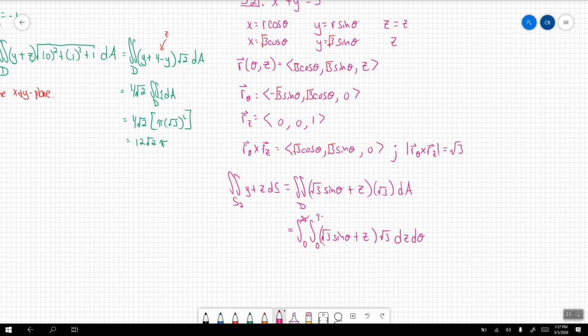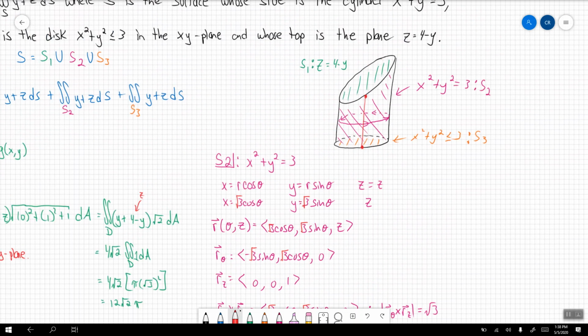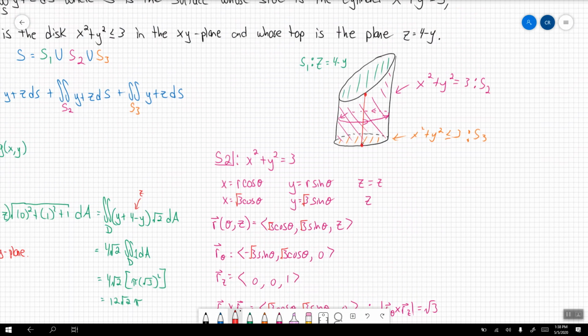That top part of the surface was 4 minus Z, but 4 minus Y, but 4 minus Y is really just 4 minus square root of 3 sine theta because of what we chose. Alright, now let me go ahead and highlight that. This piece here is just Z is equal to 4 minus Y. And this piece here was Z is equal to 0. And again, looking at our surface, that's what we were going through. Z is equal to 0 all the way up to Z is equal to 4 minus Y.